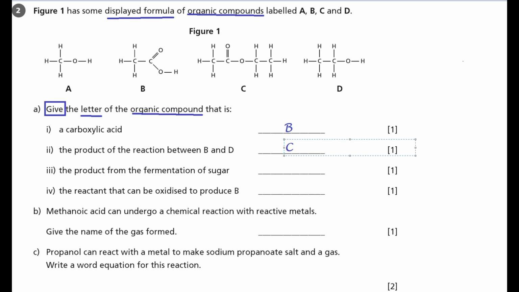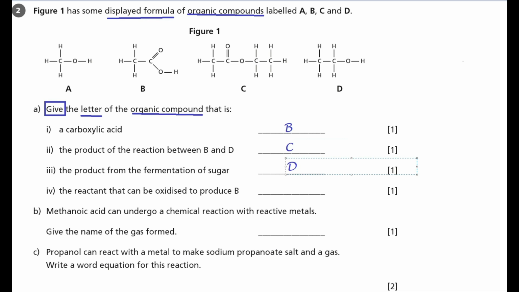Let's look at part 3. The product from the fermentation of sugar. Now, sugar is actually used in the metabolism of yeast, and we do that to make ethanol, which is more commonly called alcohol. And looking at these particular displayed formula, the answer would have to be D, because this here is ethanol. So we just write the letter D.